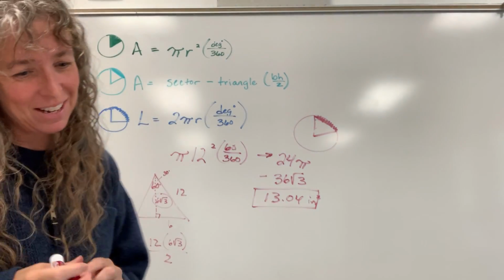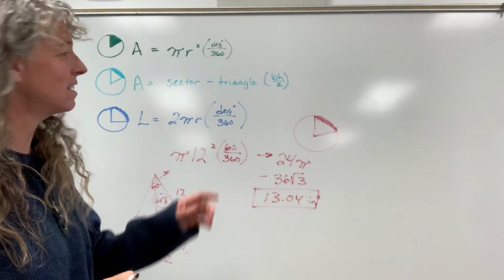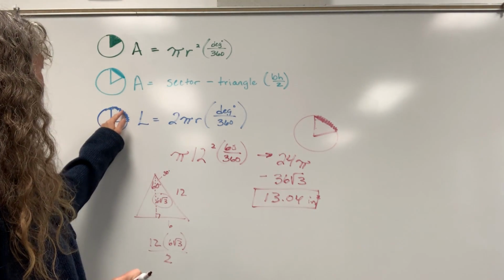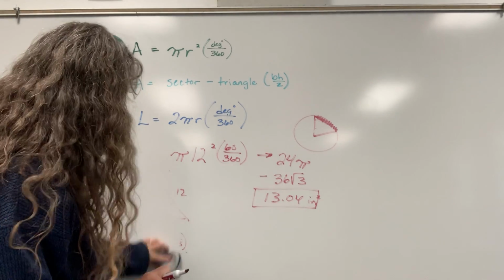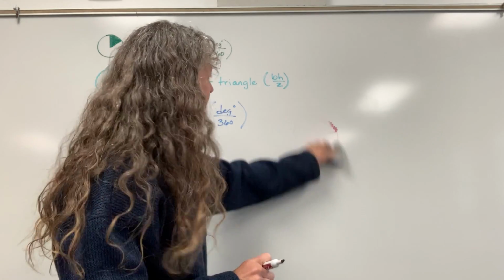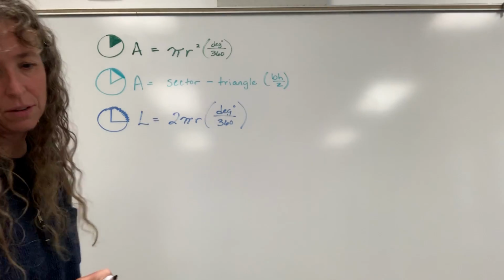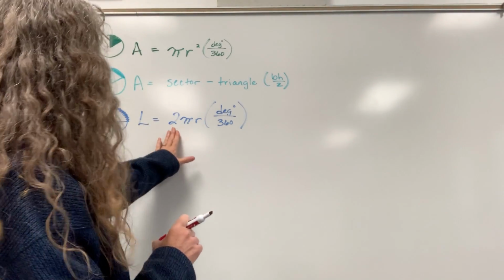Page 812, the arc length. So the distance, remember I said as you were going along the circle from here to here is arc length. All right, so this is the last thing that we're learning today. All right, so we're going to use this formula here.